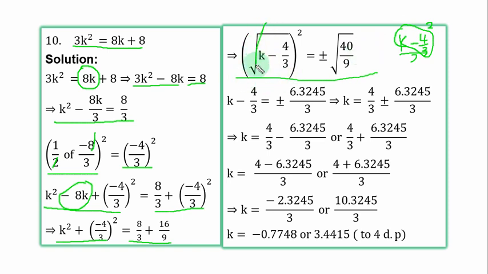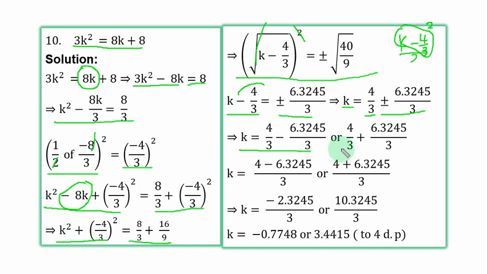So from here, square roots, we cancel the square. You are left with k - 4/3 equals plus or minus the square root of 40, which is 6.3245, over the square root of 9, which is 3. To continue, we need to transfer this term to the right hand side so you have k left. If you transfer -4/3, it becomes plus 4/3 plus or minus 6.3245 over 3.